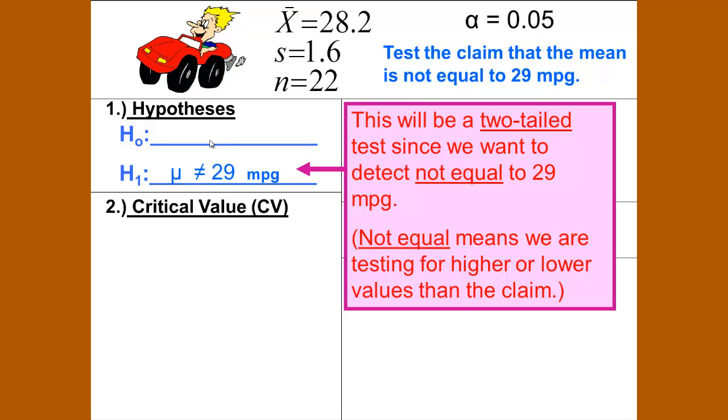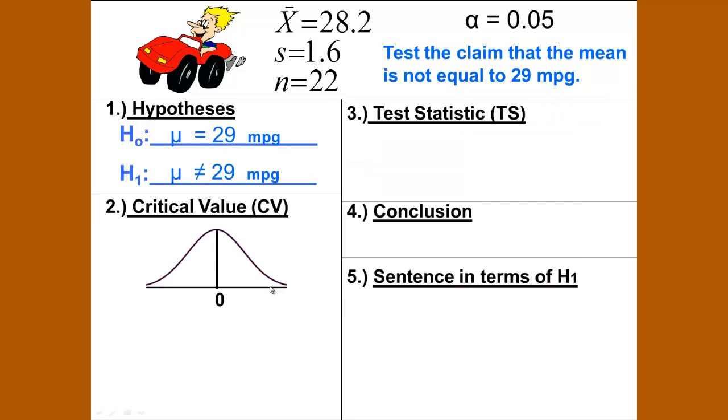And Ms. Borlaug went on to talk about the fact that this is a two-tailed test, which I will do now. And we know that this is a two-tailed test since not equal to is a two-tailed test. Not equal to means that we're testing both higher and lower values than the claim. And our mean will be equal to 29 miles per gallon.